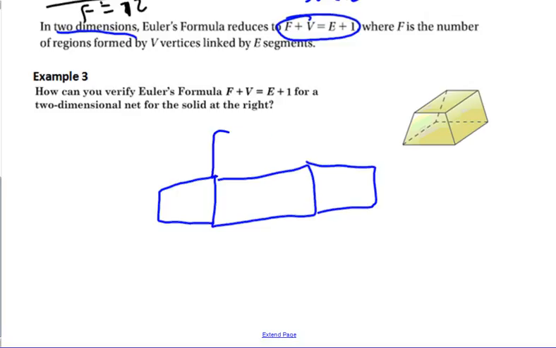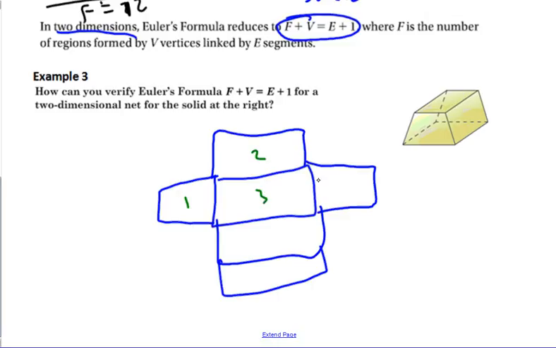And we've got this one right here. We got this one right here. Do I have enough? No, we're missing one little one on the top. So, interestingly enough, Euler's formula for 3 dimensions would work on this 3-dimensional figure. But if we look at this and actually count, the number of faces would be 1, 2, 3, 4, 5, 6. So we still have the same amount of faces.